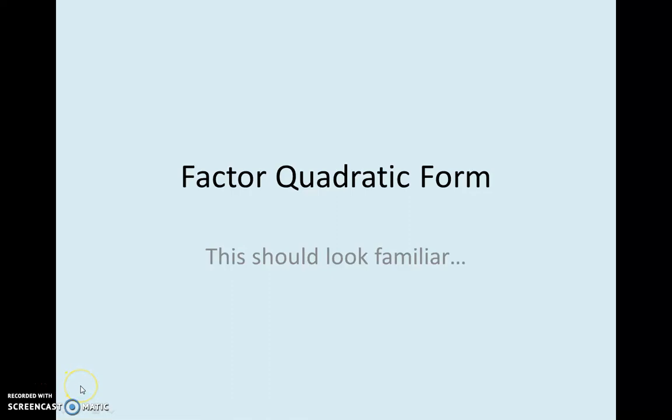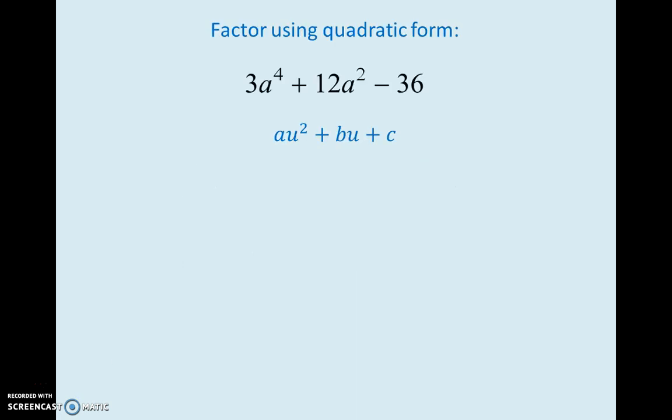Hi guys, we are going to be looking at factoring polynomials that can be written in quadratic form. This is going to look really familiar because you already know how to factor quadratics. So let's take a look at what we're talking about here. If I were to look at this polynomial, it's a trinomial. I've got 3a to the fourth plus 12a squared minus 36.